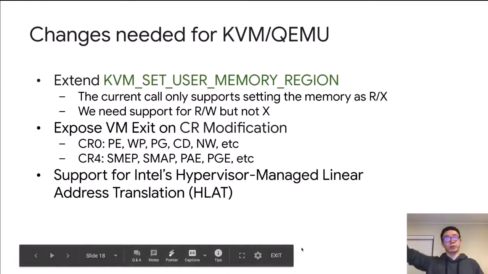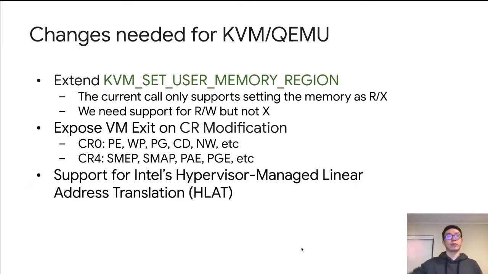So that's for the guest-VMM communication protocol. Other than that, to correctly set the memory permission, we need to call the KVM set user memory region ioctl, because unfortunately today the current call only supports setting the memory as read and executable, but we want read and write, not executable. This is something that is not supported today. We'll try to extend it.